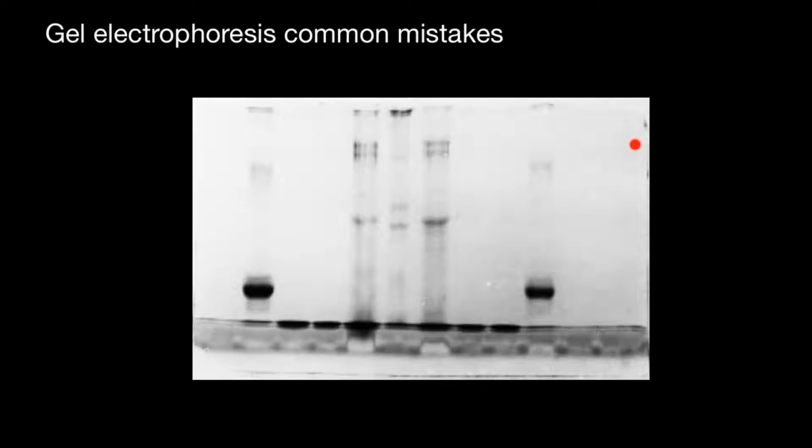And if you take a look at this gel, you would notice that we do not see bands here clearly, and some lanes even appear like they are not present here at all. We do not see them. So what might cause this?